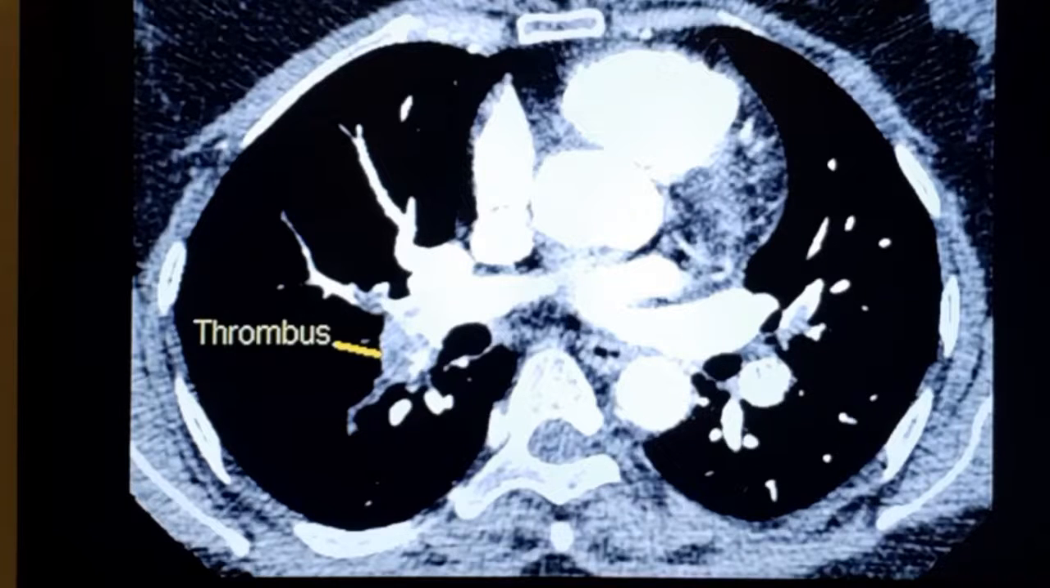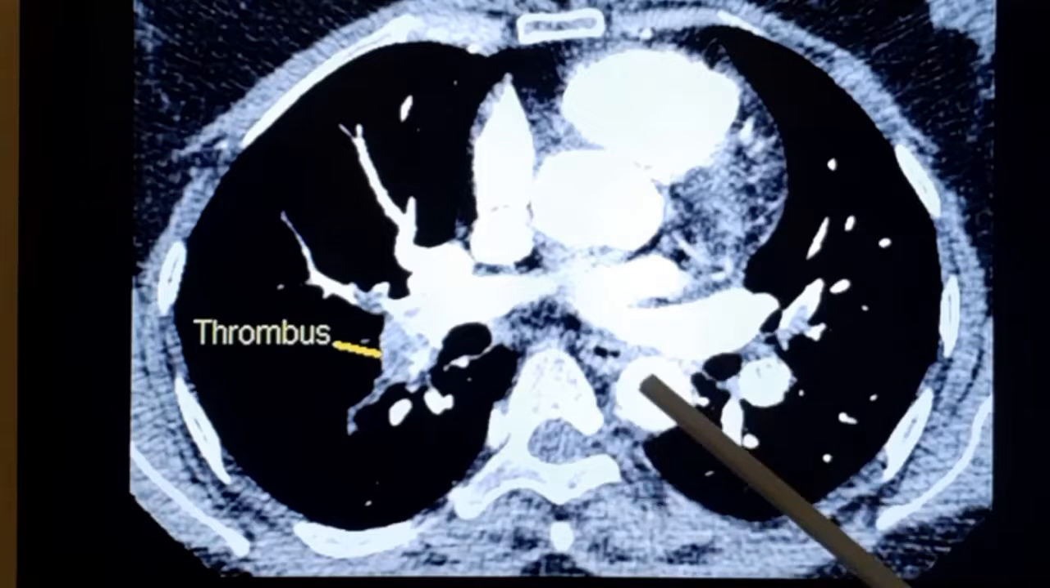But there is a caveat. Occasionally, a recent thrombus can fragment, get dissolved, and go into the periphery so that it may not be seen like this. So that's a small caveat. But routinely, in a suspected case of pulmonary embolism, if CT pulmonary angio is normal, you take it as there is no pulmonary embolism.